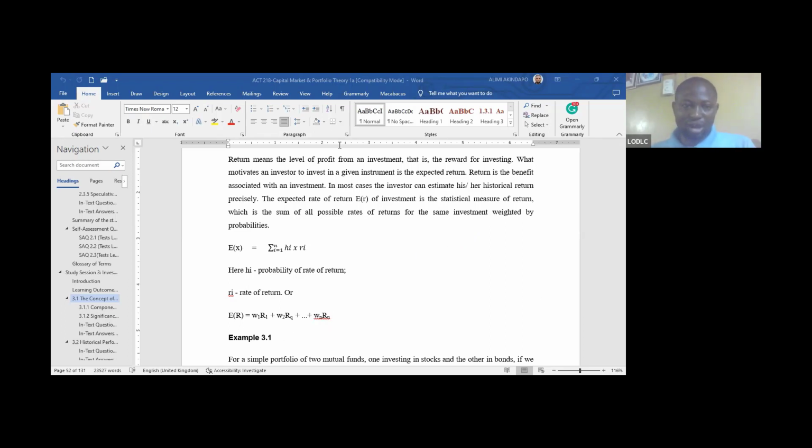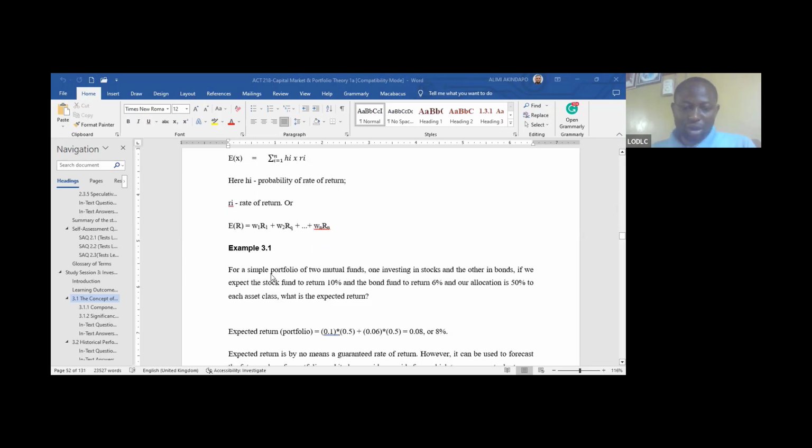Look at this portfolio now. For a simple portfolio of two mutual funds, one investing in stock and the other in bonds. So we have two investments now. So for this one now, the expected rate of return will be this one for bond, this one for stock. So you have just two. If we expect the stock fund to return 10%, so your R is 10% here.